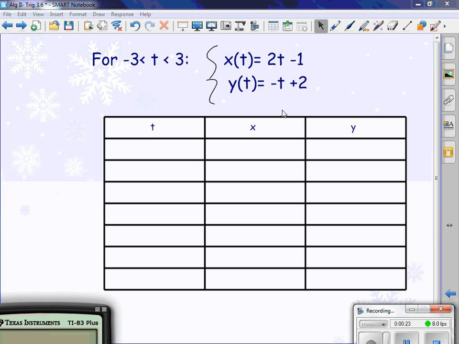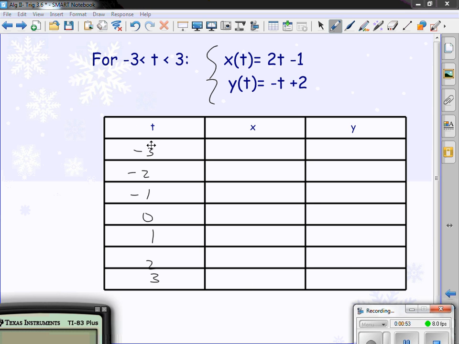What I have here is -3 is less than t is less than 3. And I have this parametric function: x of t equals 2t minus 1, y of t equals -t plus 2. Then I have this chart. So I'm going to put -3, -2, -1, 0, 1, 2, 3. Copy this in the chart down.